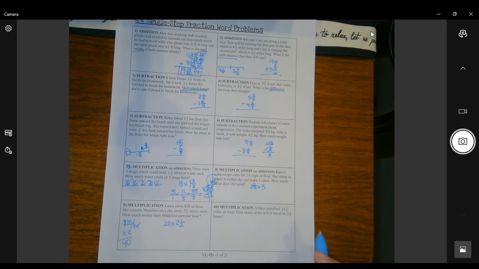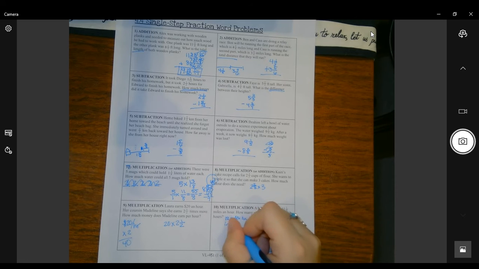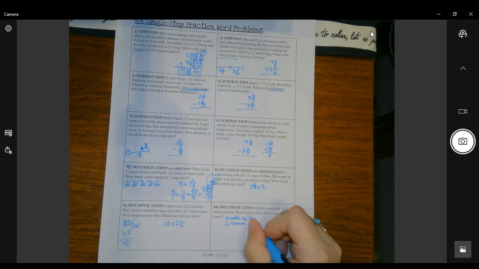Okay, the last one on the page says a biker traveled 11 1/3 miles an hour. How many miles will it travel in 3 3/4 hours? Let's try and make this easier numbers. Okay, what if it said that he can go 12 miles per hour, or 12 miles in 1 hour? Because that's what that many miles an hour is saying. So 12 miles in 1 hour. How many miles will you travel in, let's make it an easy number of just 3 hours? How far can you go?